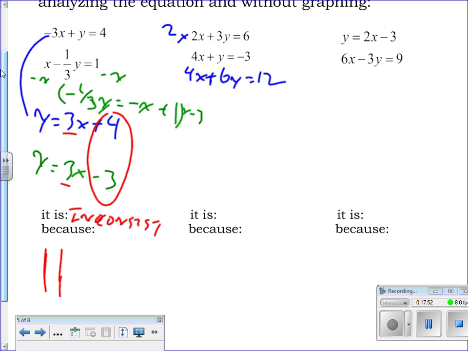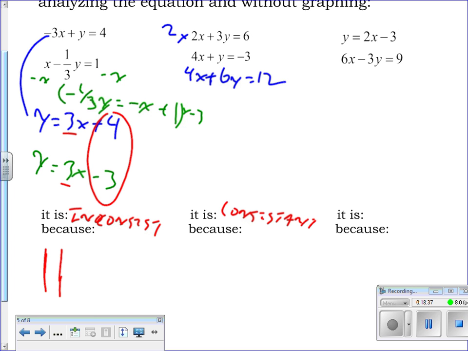Are my x's and y's both exactly the same? No, then these are not parallel lines. They're not the same line. They will cross each other. If it's in standard form and my x's and y's are not the same, then it's consistent. They will cross at some point. These two lines will cross. This is a consistent system, because the lines will cross each other.